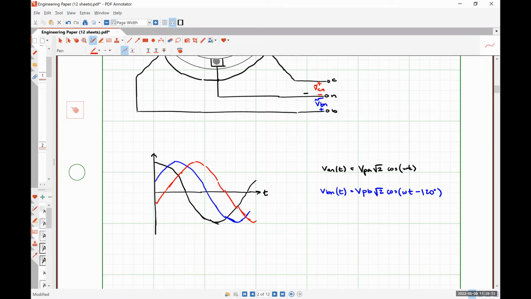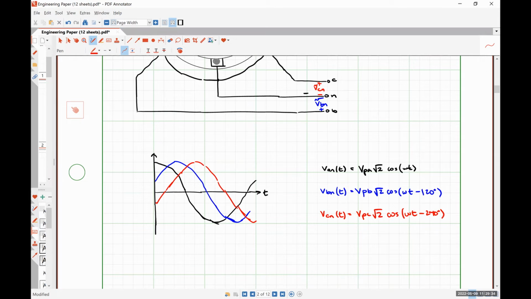And our red curve should be VCN of t, VPC root 2 cosine omega t minus 240 degrees.